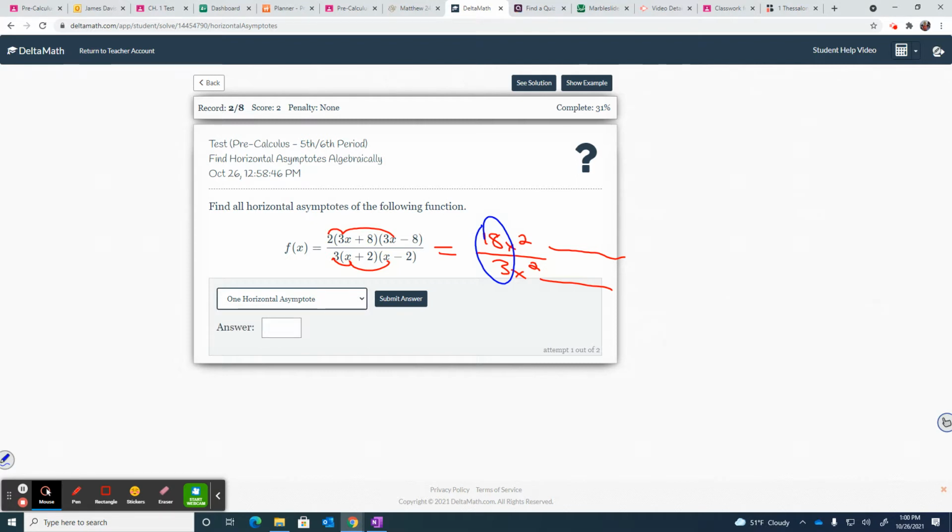So for a horizontal asymptote at 6, is that an x or a y? Yeah, it's going to be a y. If you think about it, it's horizontal. It goes through a y value. So we're just going to type in y equals 6.